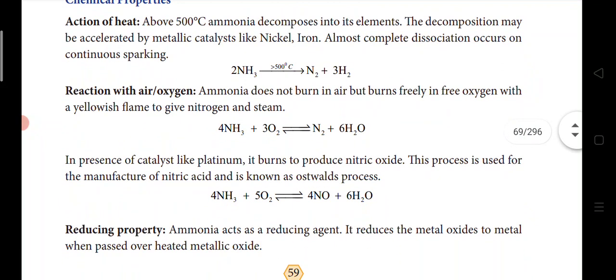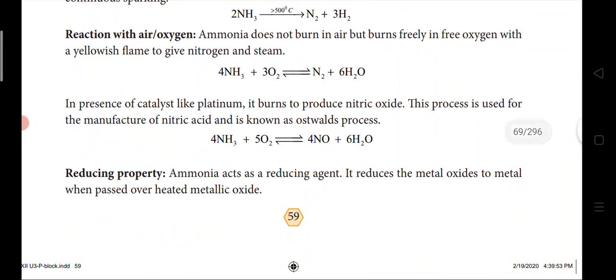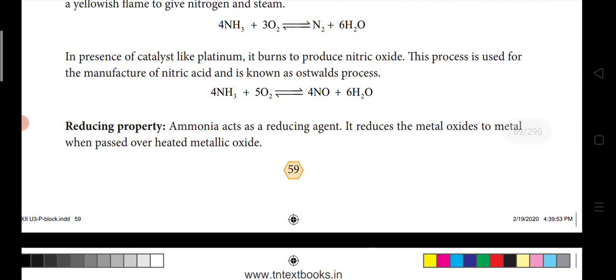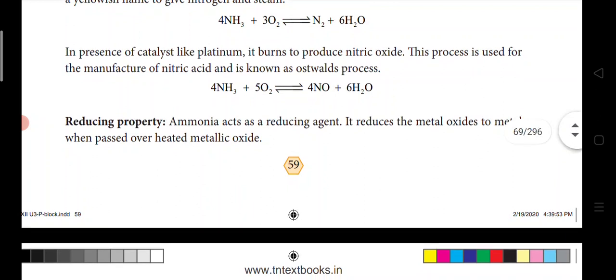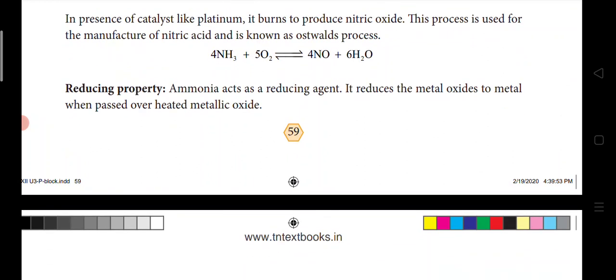Reaction with oxygen and air: it does not burn in air but burns freely in oxygen. So if you see, air is a mixture of gases, and ammonia will not burn in air, whereas in free oxygen it burns completely with a yellowish flame to give nitrogen and steam. In the presence of catalysts like platinum, it burns to produce nitric oxide. This process is used for the manufacturing of nitric acid, that is known as Ostwald's process, very important. We will see it again in nitric acid.